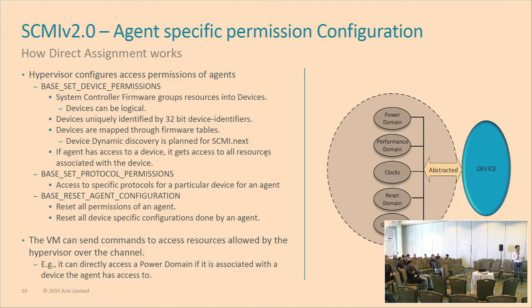So you assign those devices to particular VMs. The moment you assign a device to a VM, the VM has access to whatever is a part of the device. And of course, if you say that you don't want it to access the performance domain, you can say don't allow access to the performance protocol, and then the performance domain goes away. It just has access to the other 4 items.